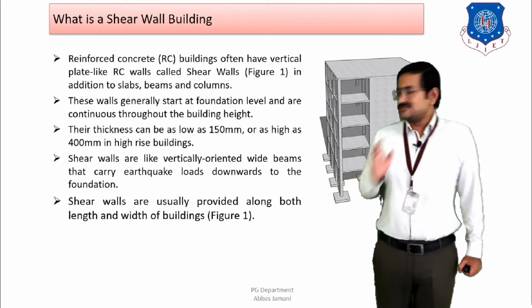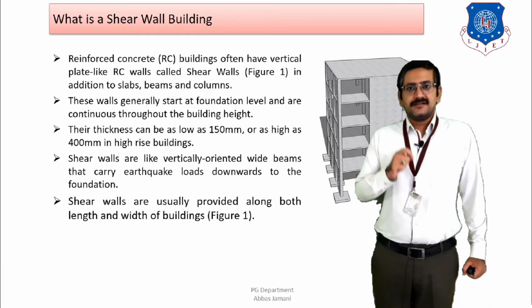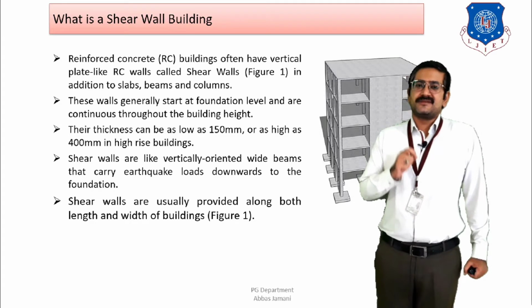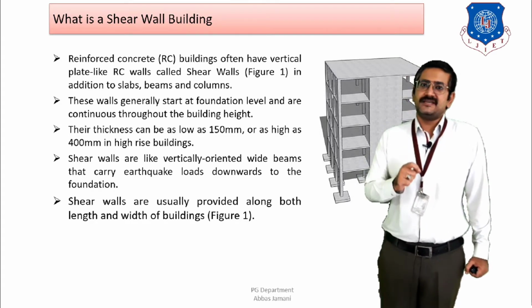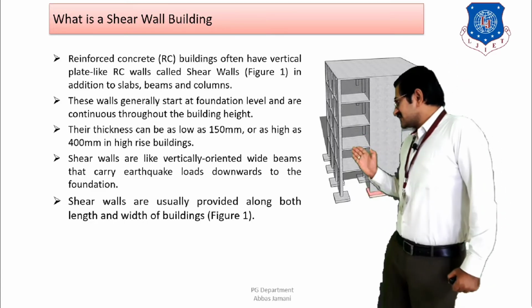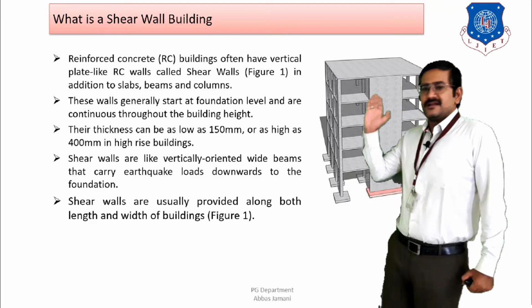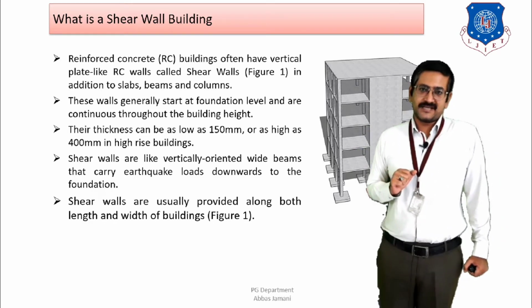As you can see in the figure behind me, shear walls are basically RCC plate-like elements that are present in the building along with the other structural elements, that is the beams, columns and slabs, right? Now these walls, as you can see in the figure, start from the foundation level and go up to the top of the building, that is to the last floor of the terrace level, right?